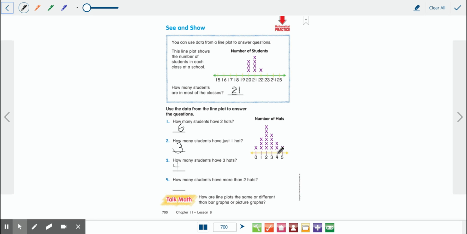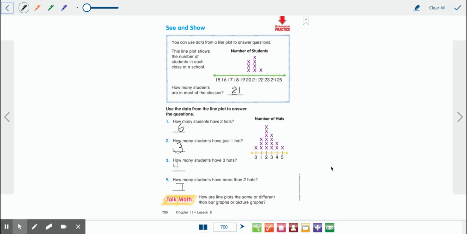Is 4 more than 2? Yes. And is 5 more than 2? Yes. So I need to count how many students have 3, 4, and 5 hats because all of those students have more than 2 hats. 1, 2, 3, 4, 5, 6, 7. 7 students have more than 2 hats.